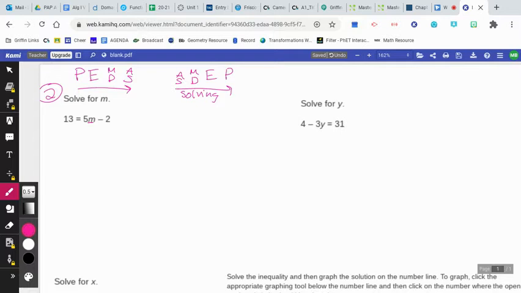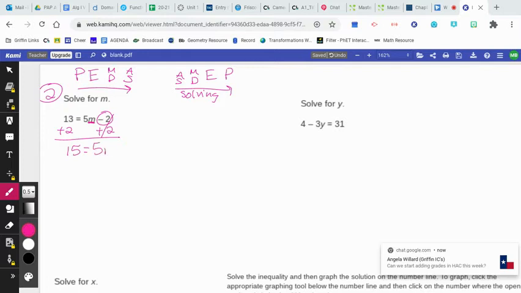I'm going to start on the side with the variable, which is the right, and I want to get rid of this -2. To do that, I'm going to use inverse operations and add 2 to both sides of the equal sign. So I've got 15 is equal to 5m.